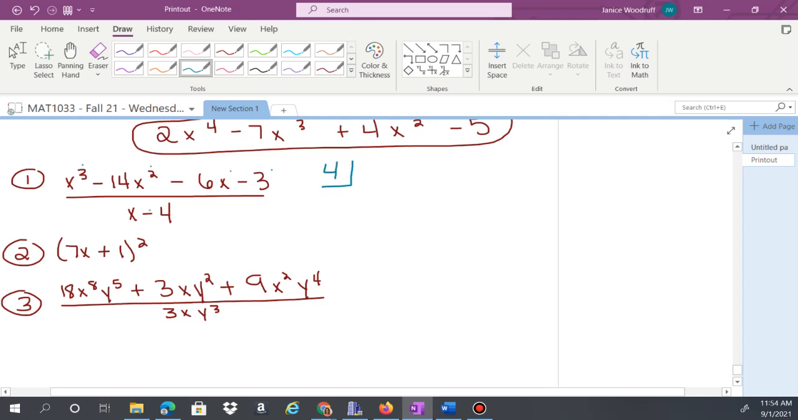Positive 4, because we want the opposite sign. What's in front of this x cubed? A 1. So we got 1, negative 14, negative 6, negative 3. Okay, we'll bring down the 1. Then we'll do 1 times 4, and we'll get 4. Negative 14 plus 4 will give us a negative 10.